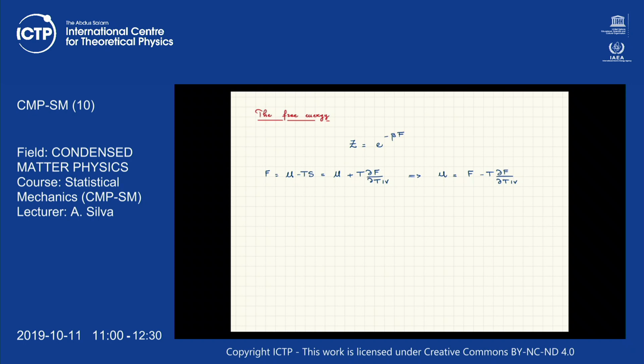But U is what? U is the internal energy, and therefore is the average of H, right? And therefore, in order to prove that this is indeed the free energy, we have to prove that this equality follows, okay? From our definition. If we prove it, then it's going to be the free energy in the sense of thermodynamics. So, how do we prove it?